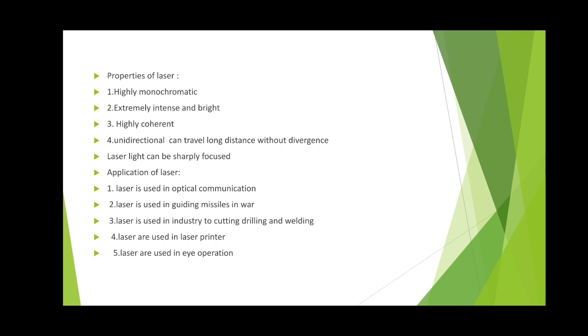Then what are the properties of lasers? Lasers are highly monochromatic. Monochromatic means they contain a single wavelength. Extremely intense and bright. The brightness of laser is very high. Highly coherent. The incident wave and emitted wave have the same frequency and wavelength. We call it coherent. When laser is traveling, it does not change its direction. It is unidirectional, and can travel a long distance without divergence. Laser light can be sharply focused. So these are some of the properties of lasers, very important.